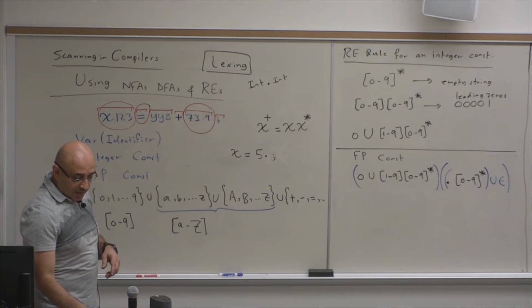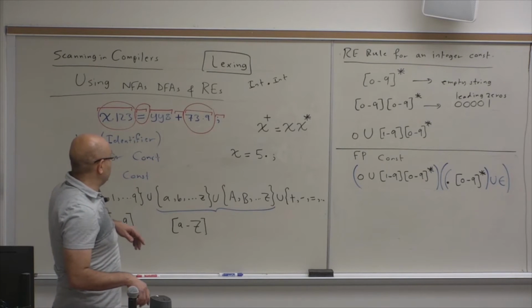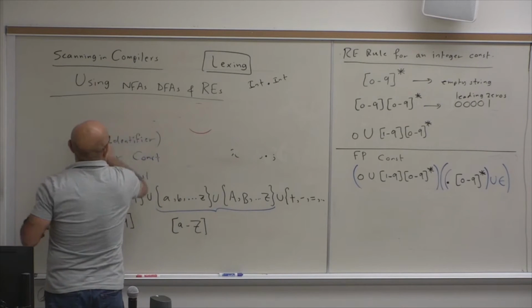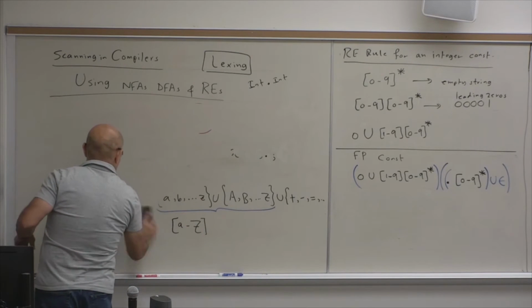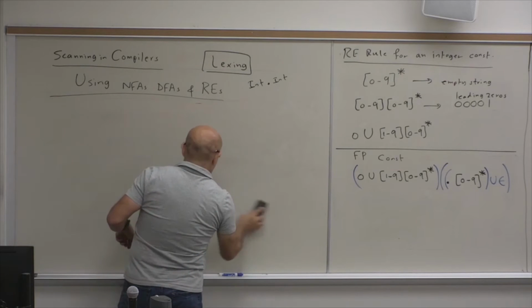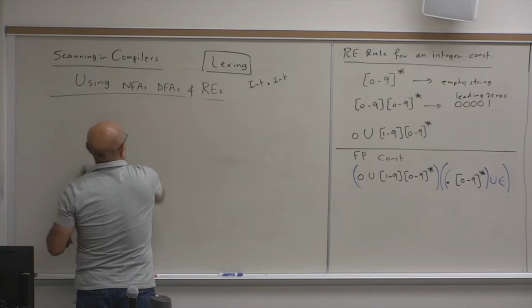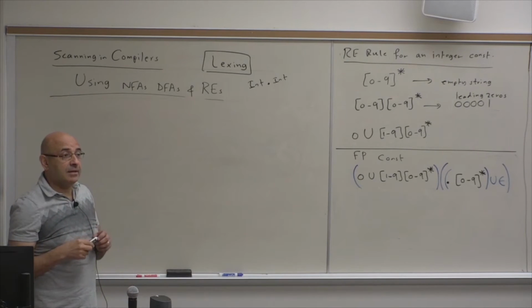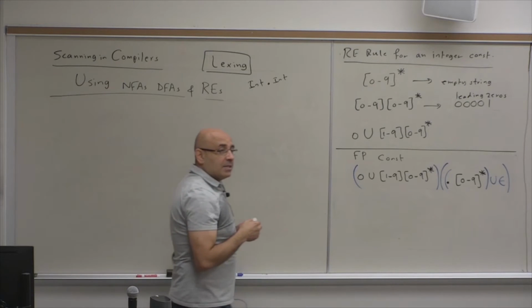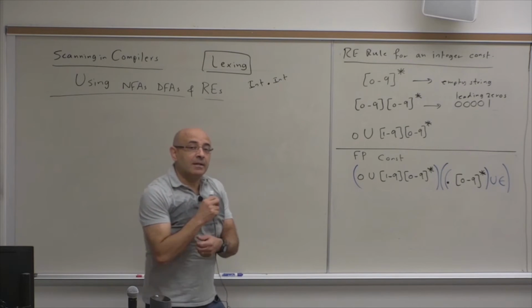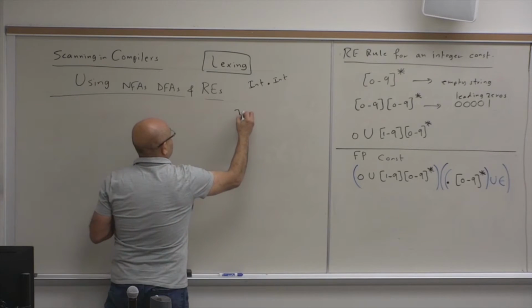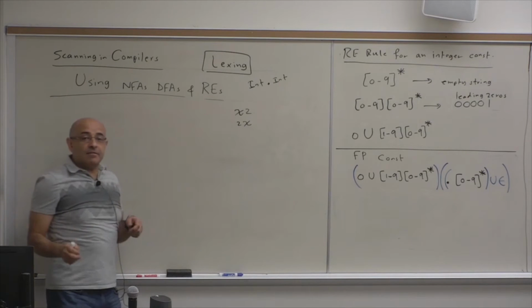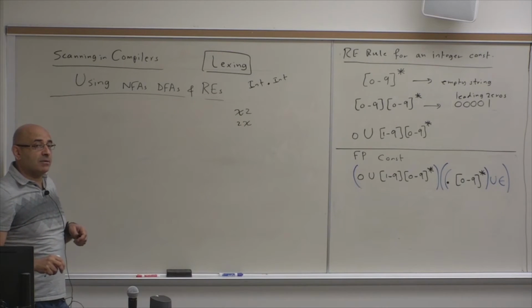So let's now write a regular expression for a variable name or an identifier. In a language like C, C++, or Java, what are the rules for a variable name? What's a valid variable name? Like x2 is a valid variable name, right? How about 2x? It's not a valid variable name. So then what's the rule?